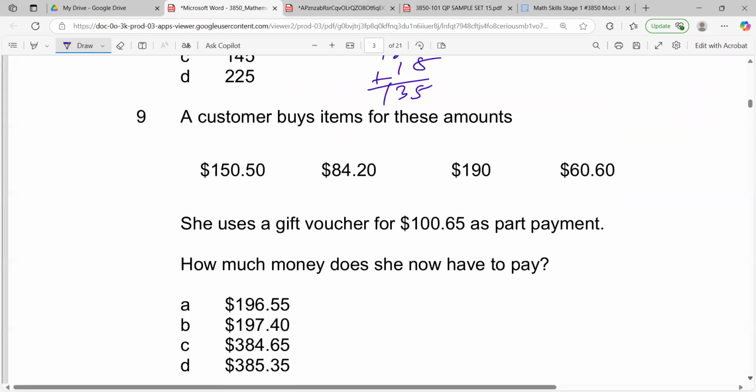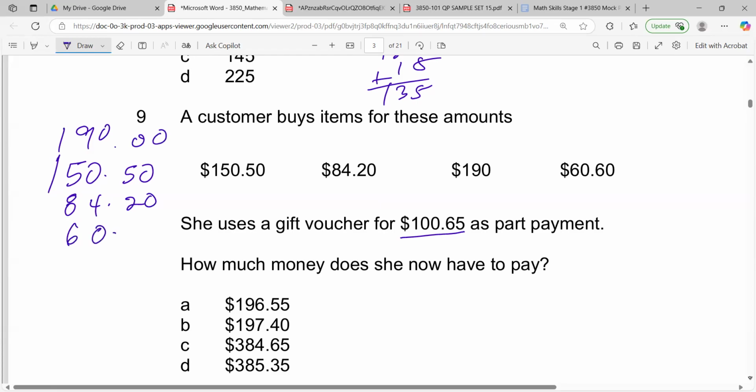All right, a customer buys items for these amounts: $150, $84, $190, and $620. She uses a gift voucher for $100.65 as part payment. How much money does she now have to pay? So we could add these and we get the grand total. So it'll be 150, 84, 190, and $60.60. All right, we add because we need to know the total, right?